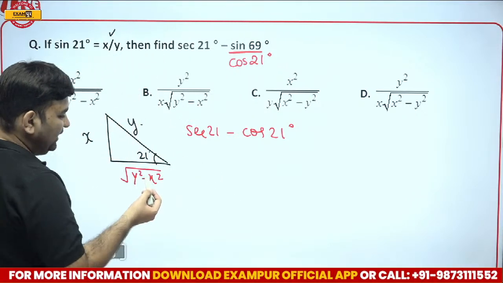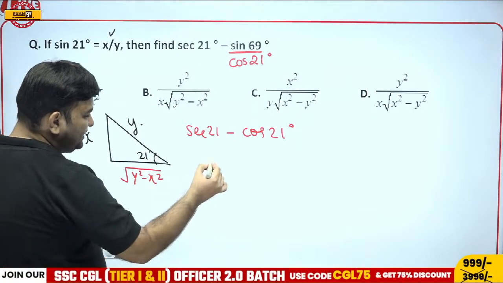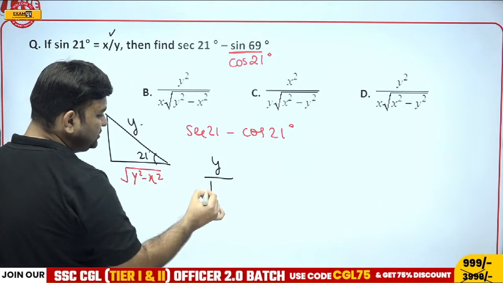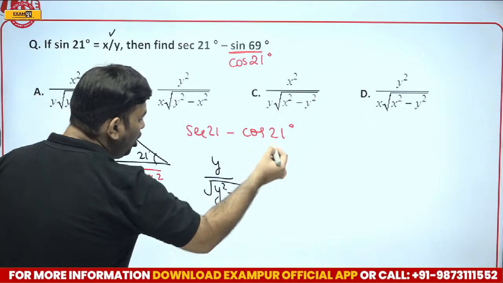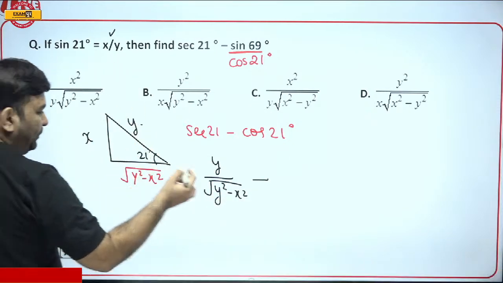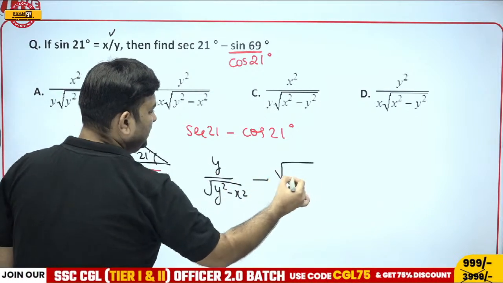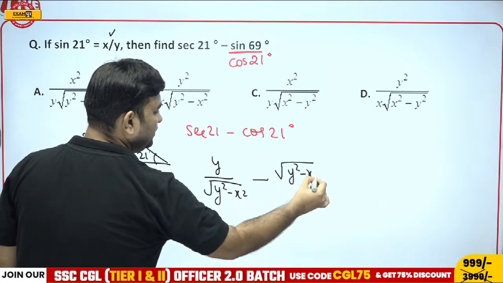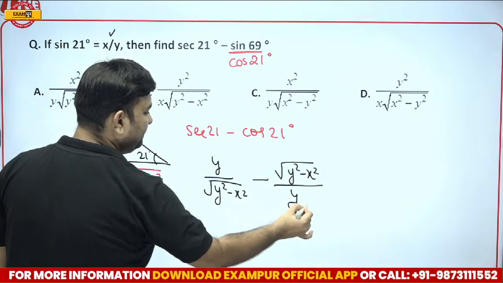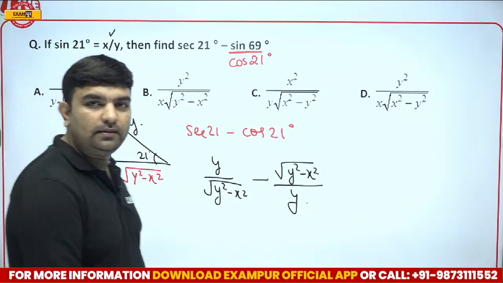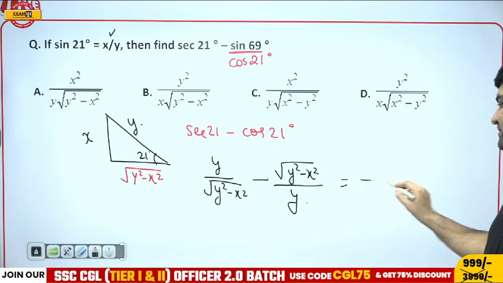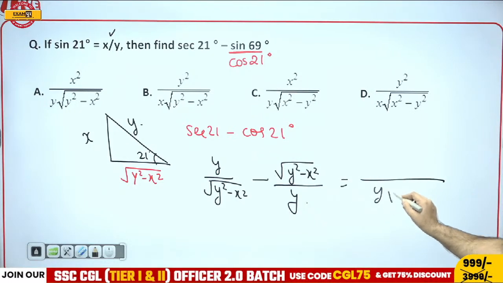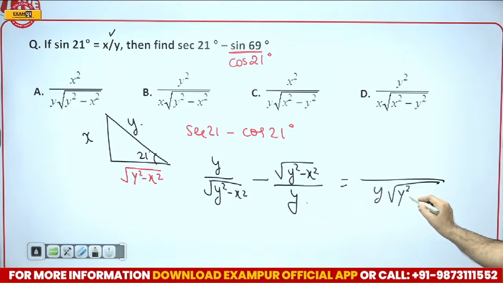What is sec 21? Hypotenuse upon base. And what is cos 21? Base upon hypotenuse. They are inverses of each other. Take the LCM: y under root of y square minus x square.